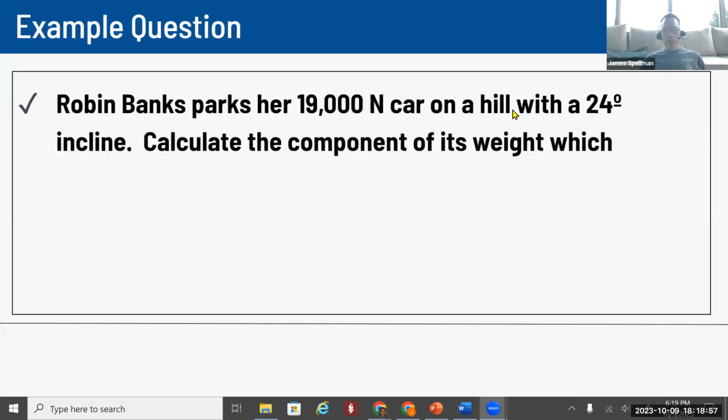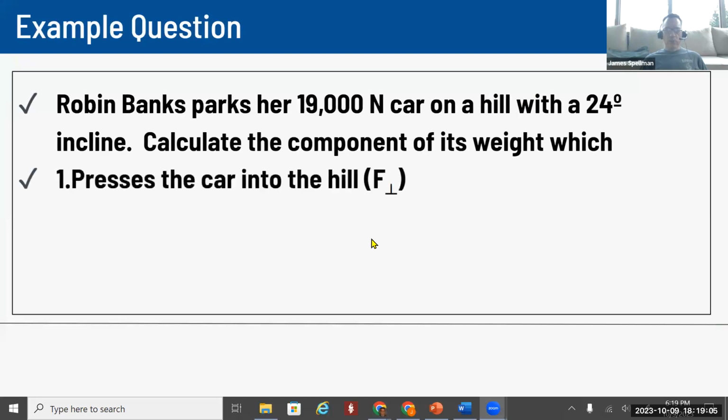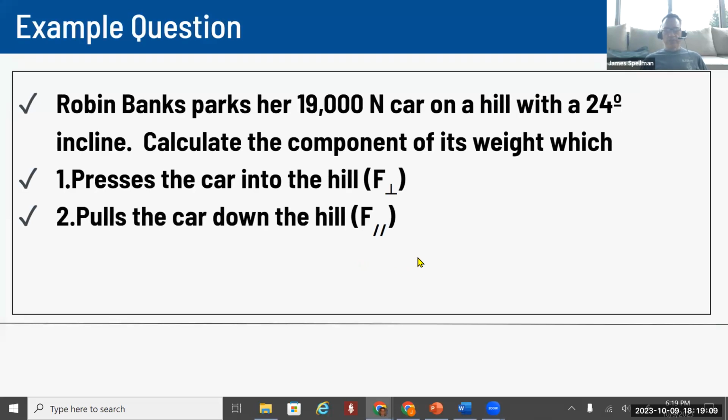So some example questions. If someone was parking her 19,000 Newton car on a hill with a 24-degree incline, can we calculate the component of its weight? What's pressing into the hill and what's trying to go down the hill? All right, so how would we go about setting this up? Again, I always encourage trying to draw things out to begin with. So if we've got a ramp, we've got an object on the ramp, which is the car. We've got an angle here, which is 24 degrees.